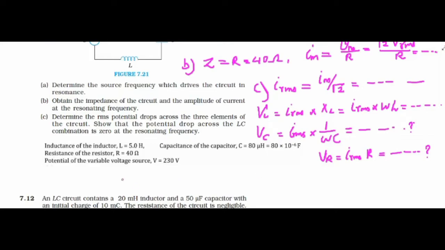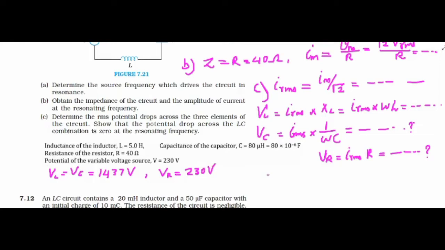Now the value of VL and VC, when you calculate, you will get VL equal to VC approximately 1437 volt. And when you observe the value of VR, you will get VR approximately 230 volt.